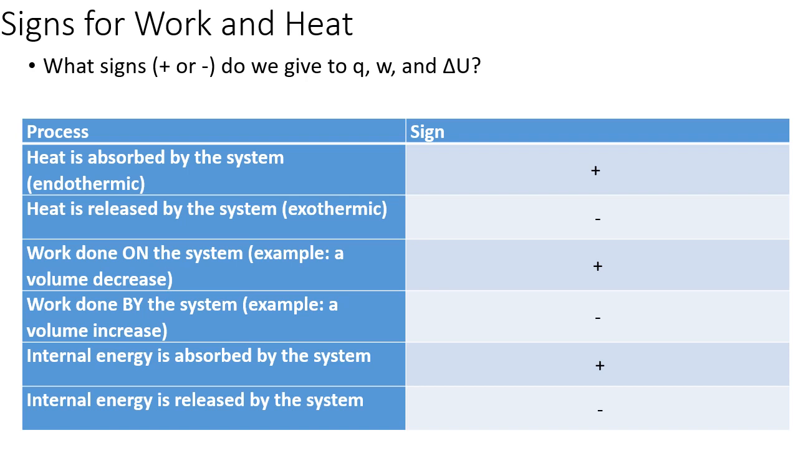For work, when work is done on the system, so a volume decrease, such as me pushing a balloon so that it got smaller, I would be adding energy to the balloon, and so that would be a positive value for work. Whereas if work is done by the system, a volume increase, let's say that the balloon got bigger without me doing anything, that would be a negative value, which means that something inside of that balloon is releasing energy in the form of work.